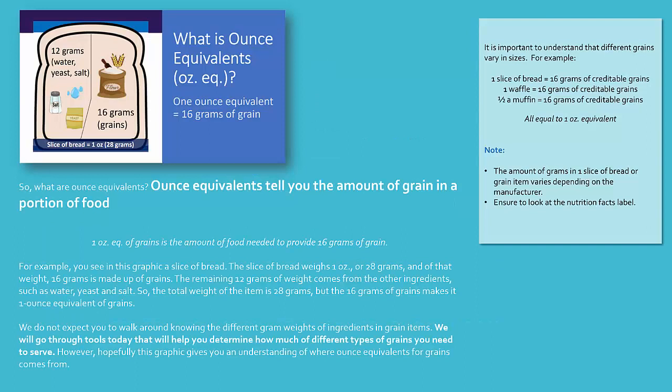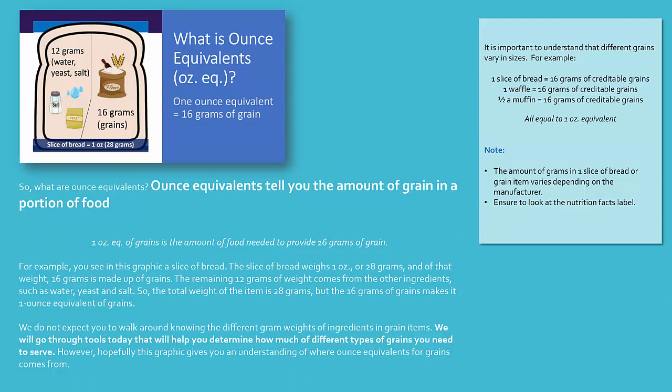So, what are ounce equivalents? Ounce equivalents tell you the amount of grains in a portion of food. For example, you see in this graphic a slice of bread. The slice of bread weighs 1 ounce or 28 grams, and of that weight, 16 grams is made up of grains. The remaining 12 grams of weight comes from other ingredients, such as water, yeast, and salt. So, the total weight of the item is 28 grams, but the 16 grams of grains makes it 1 ounce equivalent of grains.